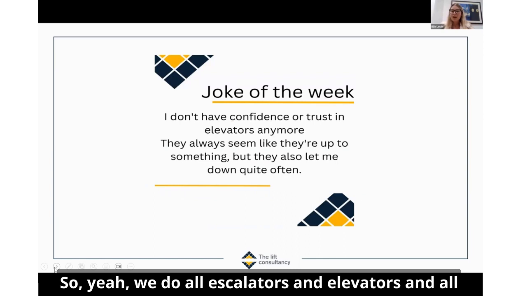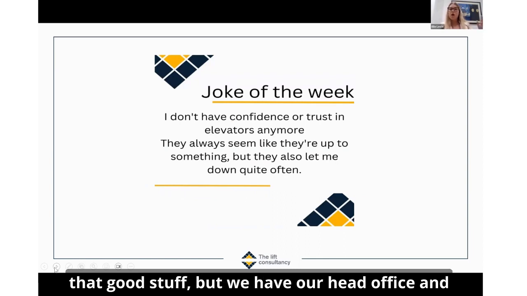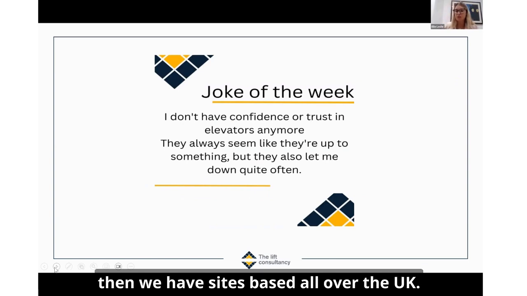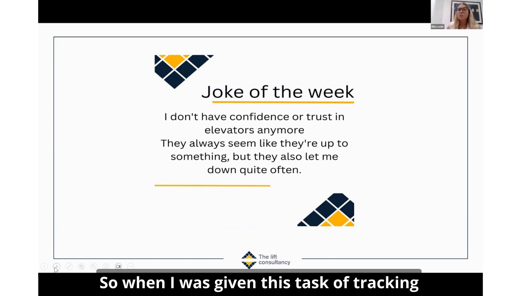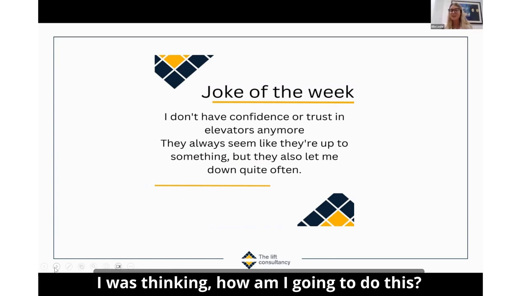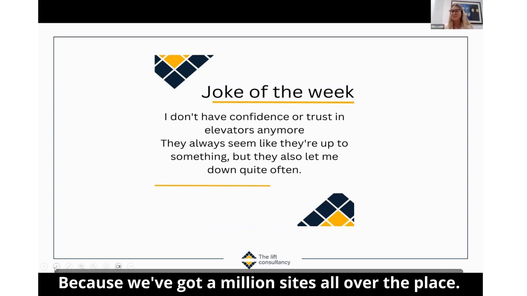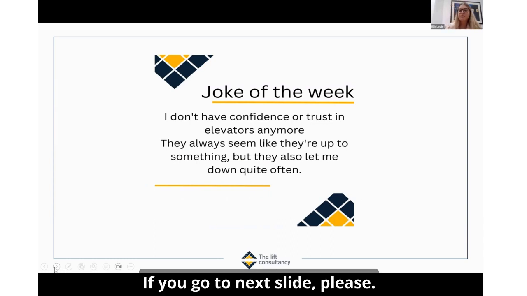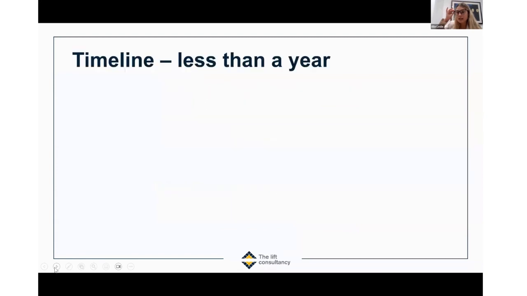So yeah, we do all escalators and elevators and all that good stuff, but we have our head office and then we have sites based all over the UK. So when I was given this task of tracking the carbon footprint, I was thinking, how am I going to do this? Because we've got a million sites all over the place. If you go to the next slide, please.